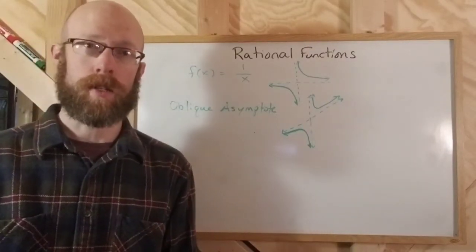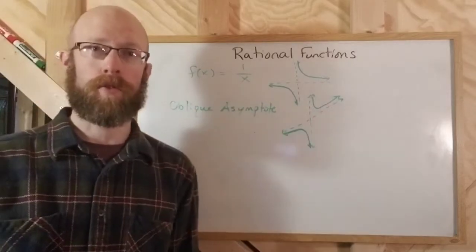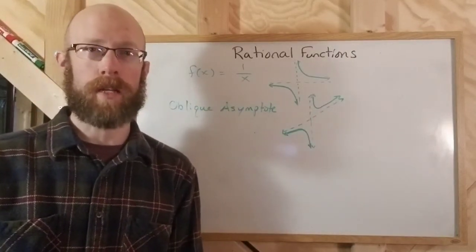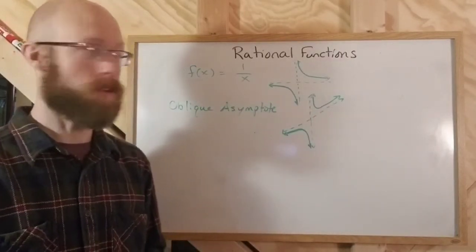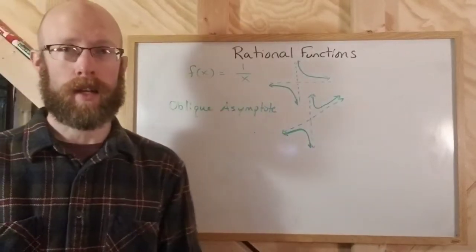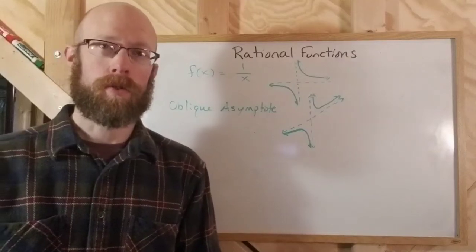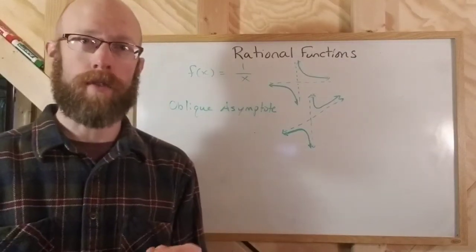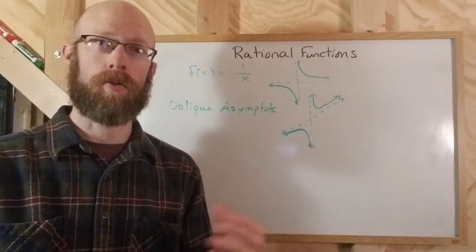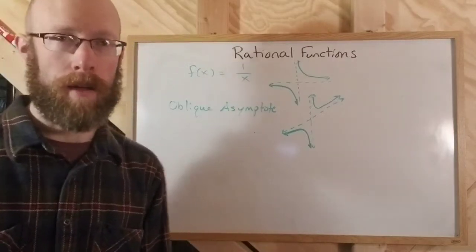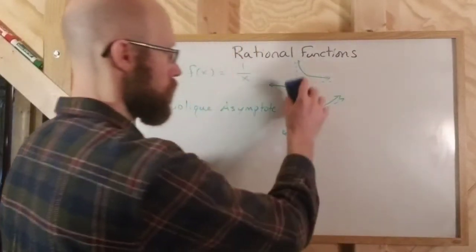Now what's interesting is that all three of those show up in different ways, and you can find them based upon the equation of the function, based upon the rational expression. What I really want to do is get into the behavior at vertical asymptotes, and then we'll look at the horizontal and oblique after that. So let's take a look at vertical asymptotes.